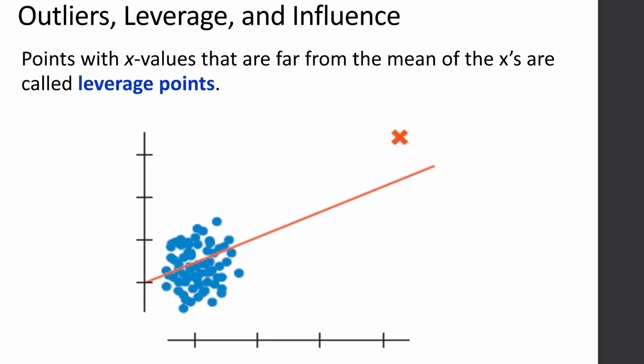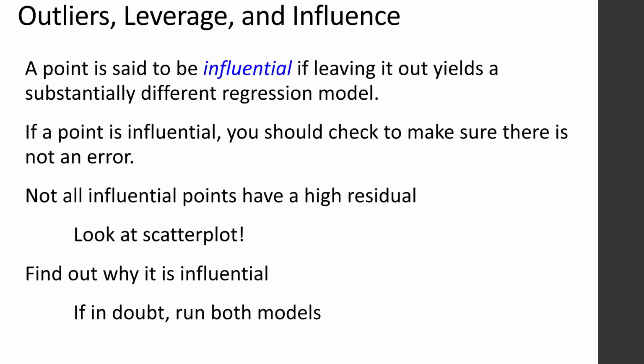Points with x values that are far from the mean of the x's, so far in this direction or this direction, are called leverage points. Notice this red x is really far from the rest of the x's, so we're going to say that has high leverage. And when you have a point that has high leverage, combined maybe with a high residual, it's said to be influential if leaving it out yields a substantially different regression model.